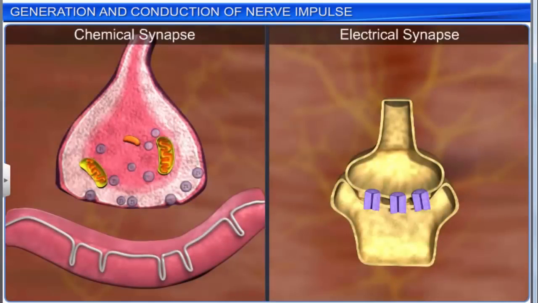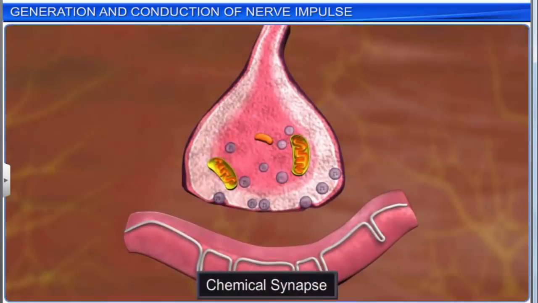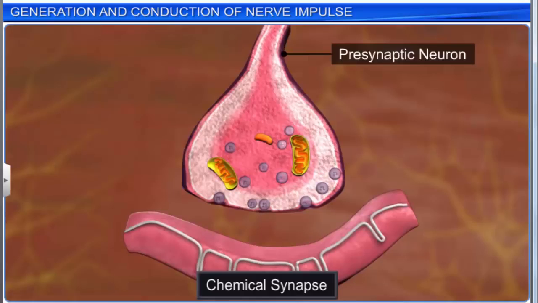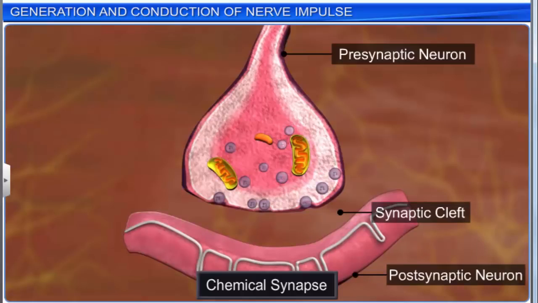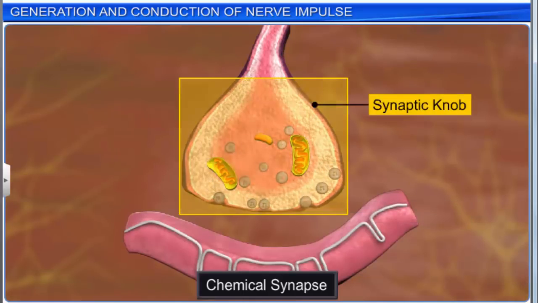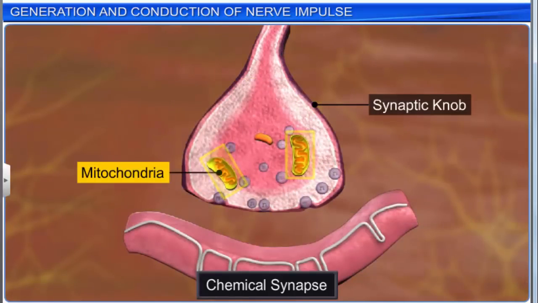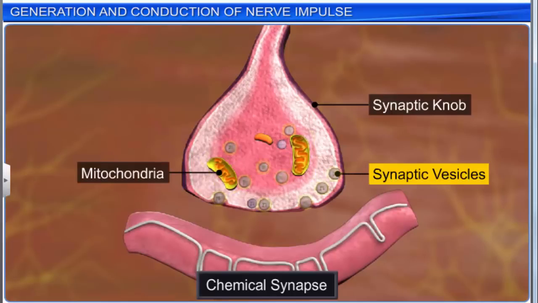There are two types of synapses on the basis of the nature of transfer of information. These are chemical synapses and electrical synapses. Chemical synapses are common in the human system and consist of a presynaptic neuron, synaptic cleft, and a postsynaptic neuron. A presynaptic neuron ends with a synaptic knob. A synaptic knob has a large number of mitochondria and many synaptic vesicles.